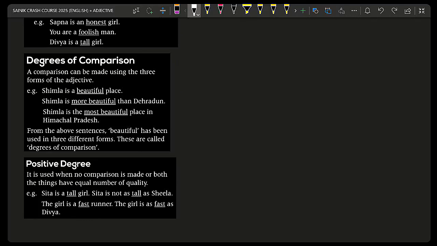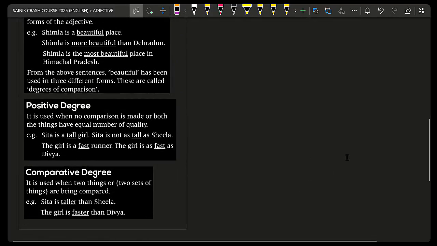And next degree, that is the comparative degree. We'll take some examples. Comparative degree is used when two things or two sets of things are being compared. Sita is taller than Sheila. When comparison is happening between two things, whether persons or anything else, we have to use the comparative degree. Tall is the positive degree, taller is the comparative degree, tallest is the superlative degree. Because comparison is happening between two things, we have to use taller. Sita is taller than Sheila. The girl is faster than Divya. So here faster is the comparative degree.